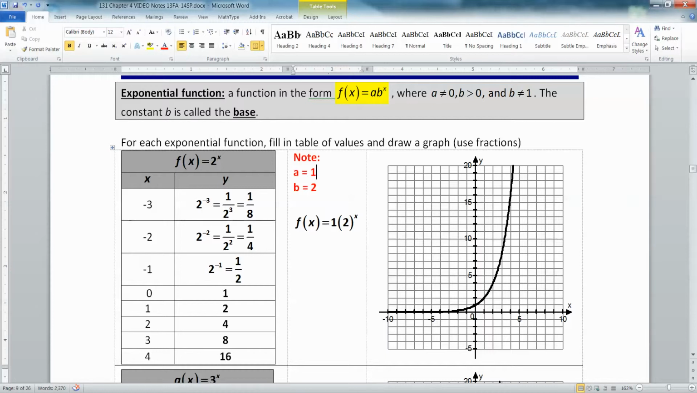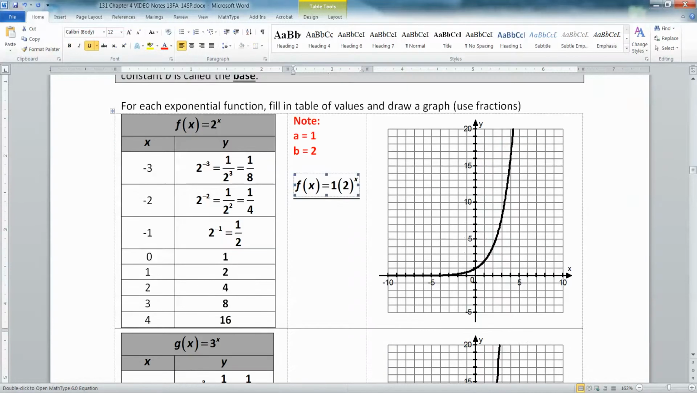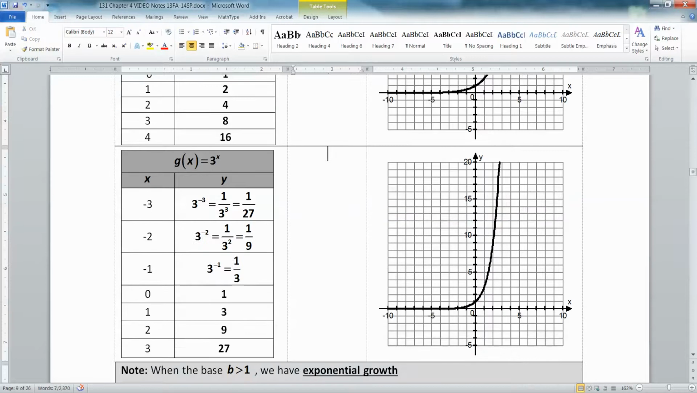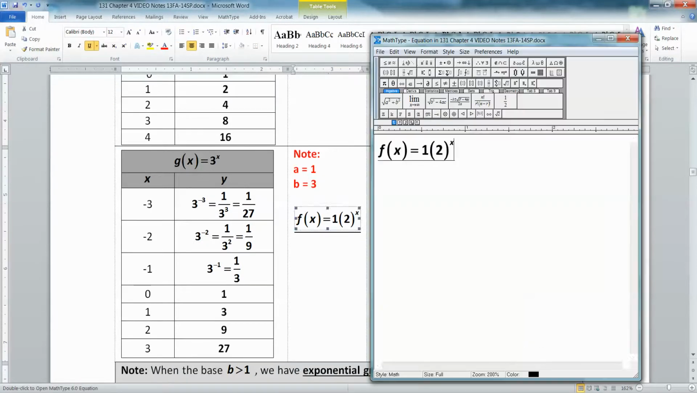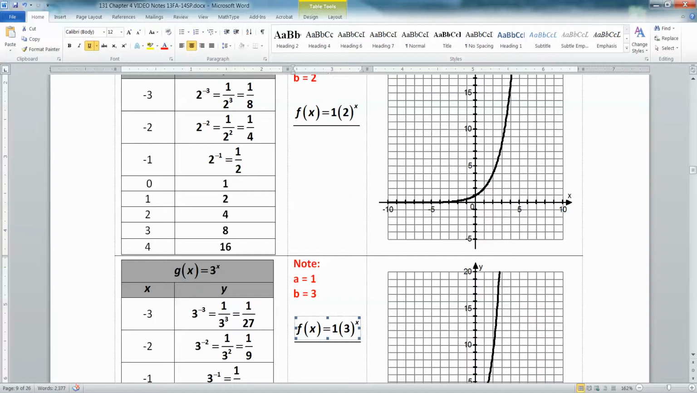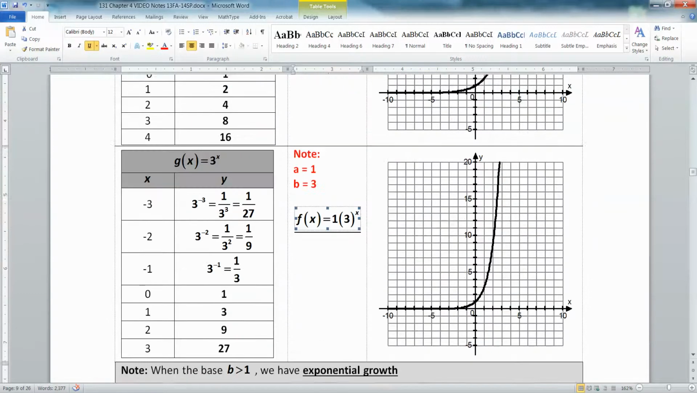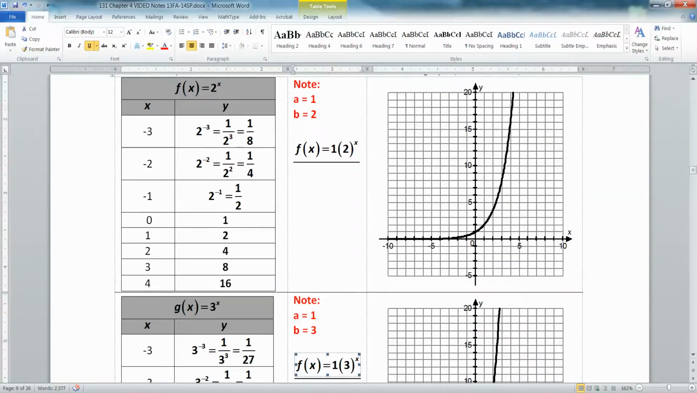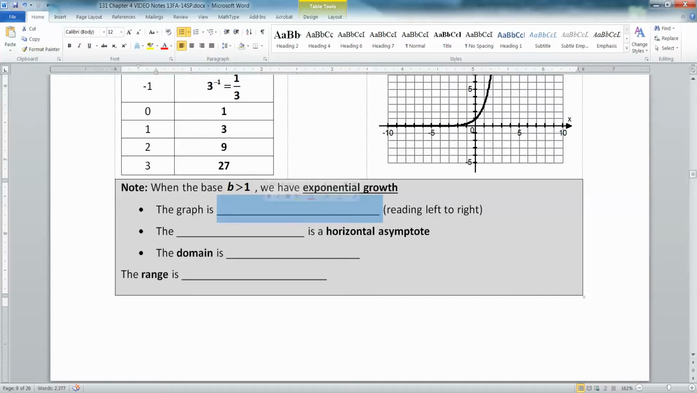Okay? All right, so now, what about this one down here? Well, again, you don't see a number in front of the 3. So our base is 3, but our a is 1. So this is 1 times 3 to the x. Okay? So what are we learning here when the base b is greater than 1? Well, we can see that these functions are growing, right? They're going up. What else can we learn? The graph is increasing, right? That's the fancy way of saying going up, from left to right. We always read graphs from left to right, just like you read a line of English.